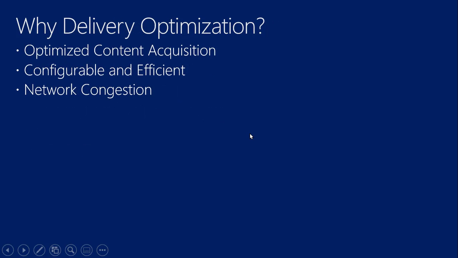Ultimately, why do we care about this? Well, it's all about optimized content acquisition. We have devices that are connected by VPN. We have devices that are in remote offices. We have devices that are just out at people's homes. We have all sorts of different configurations, and this delivery optimization solution is geared toward helping optimize your bandwidth usage in really all of those scenarios, right?